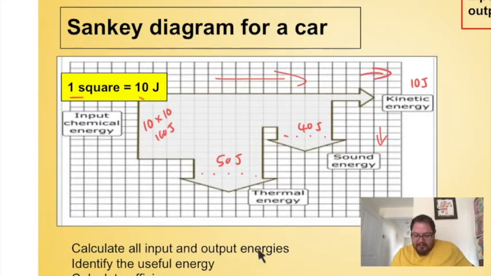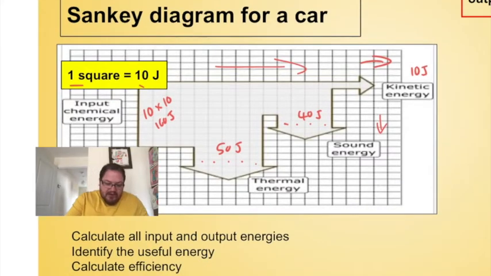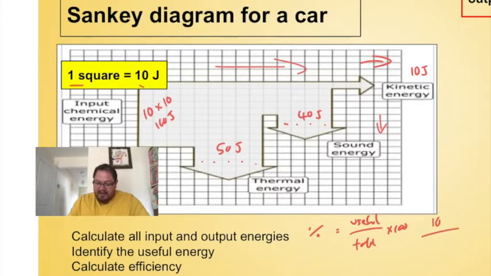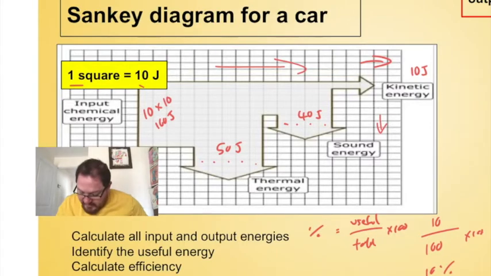So calculate all the input and output energies. Well, I just did that. Identify the useful energies: the kinetic energy is the useful energy. Calculate the efficiency. Well, we'll do that a bit quick now. Percentage equals useful over total times 100. So the useful energy here is 10, over 100, and if you times that by 100, that's going to be 10% efficient. You can check on a calculator if you like, but I can promise you that is the correct answer.